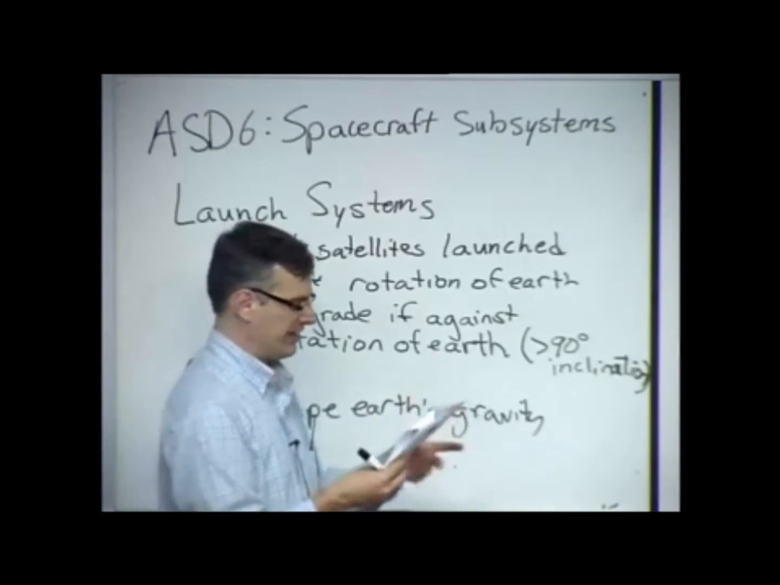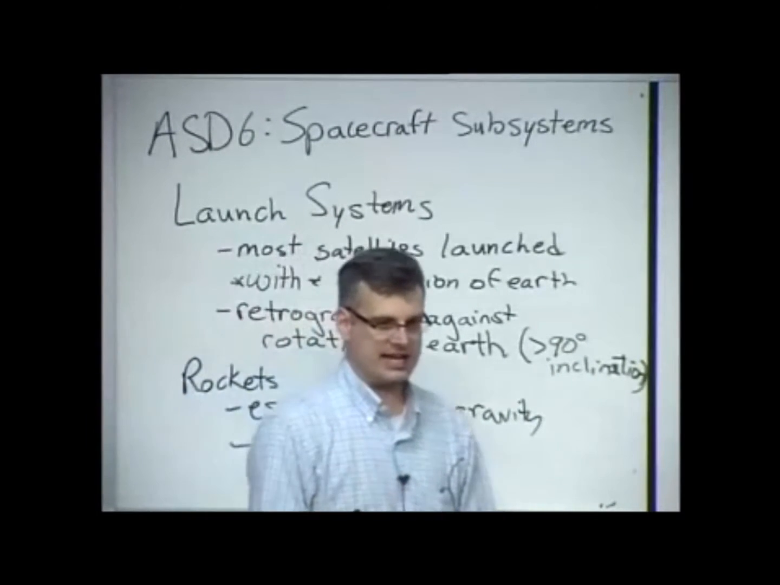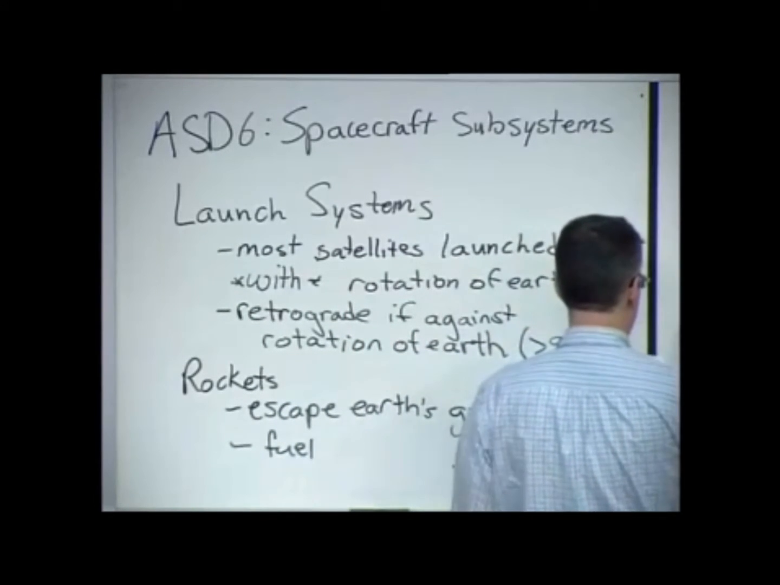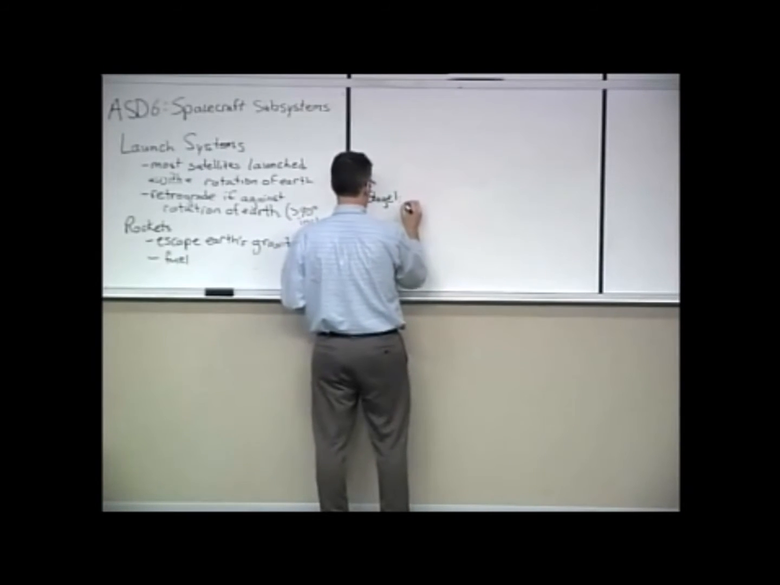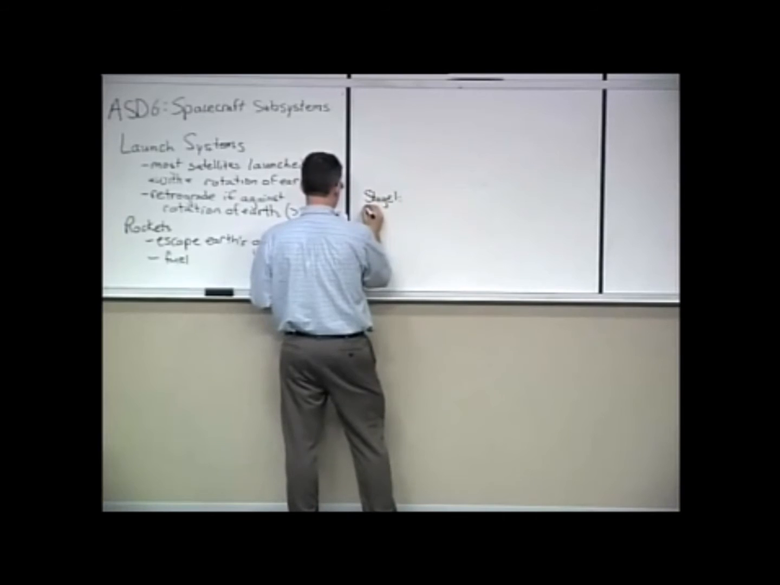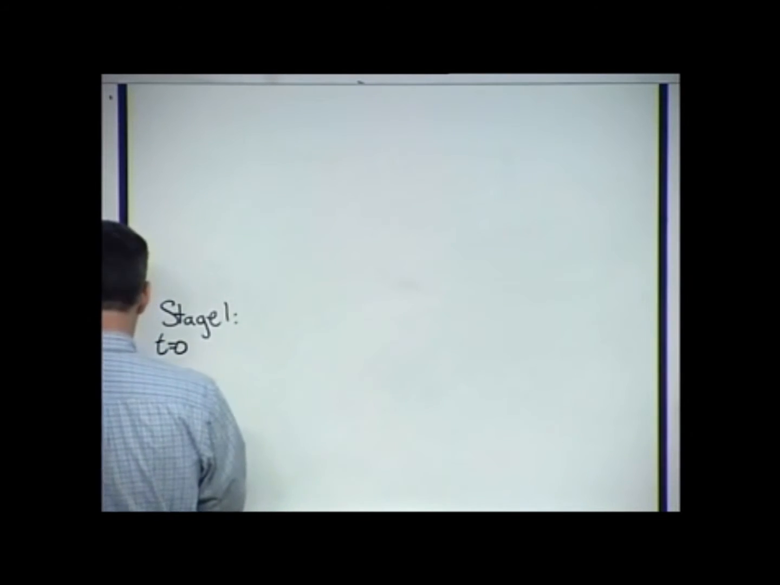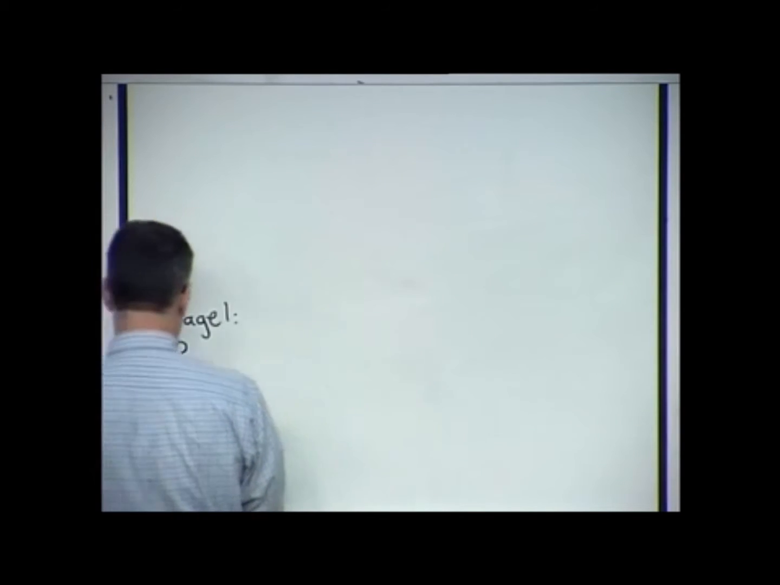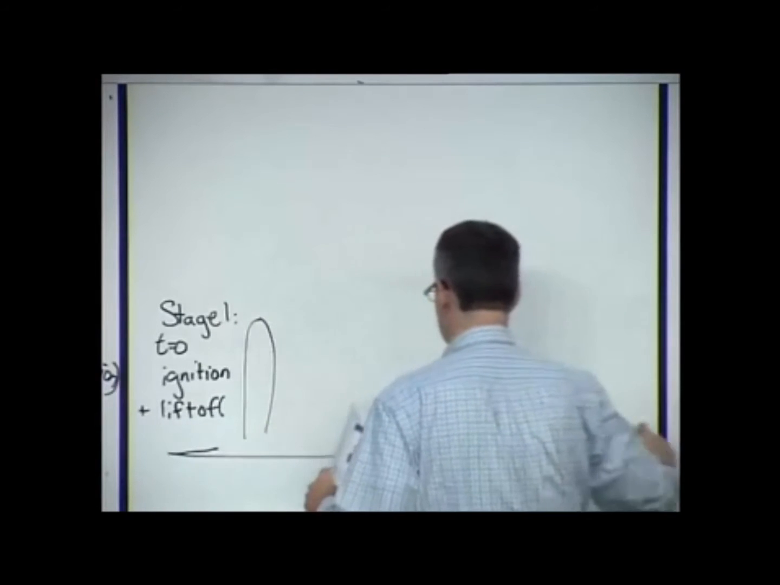Well, before I do that, let me chart what is the typical path that a rocket takes to get into low Earth orbit. So you start off with your stage 1, and this is basically at t equals 0. You have ignition and liftoff. So let's draw a rocket on the launch pad. Here's the Earth.